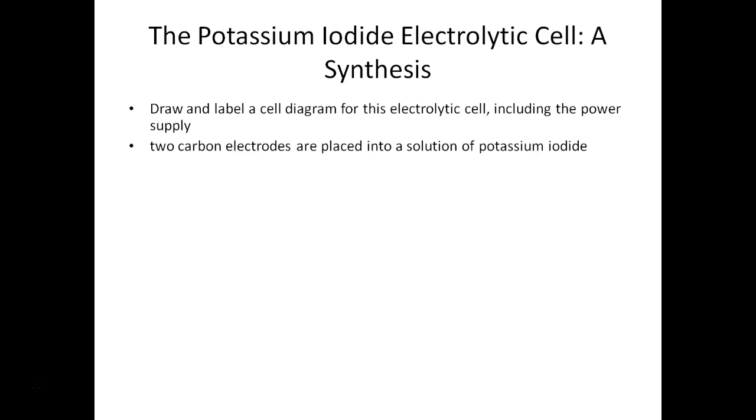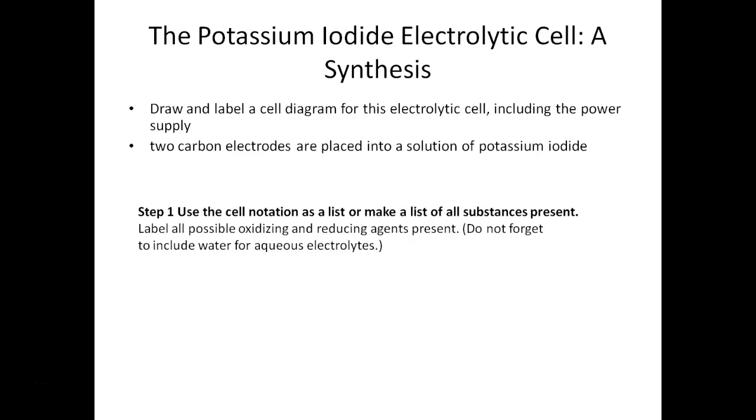When we go about doing these, where we're going to not only sketch it, but also look at the overall reaction and calculate the cell potential required, we will follow similar steps to what we did with our galvanic cells. Our first step, we're going to use our cell notation, or we'll make a list of what's present and label our oxidizing agents and reducing agents.